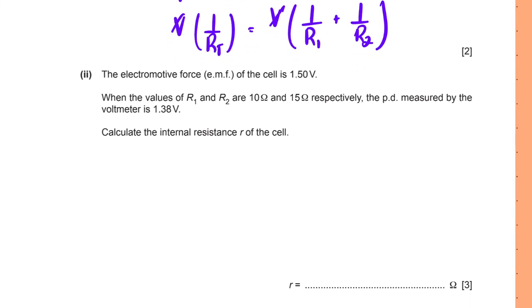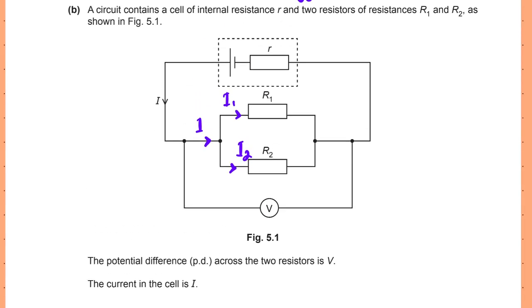Electromotive force of the cell is 1.5 volts. When values of R1 and R2 are 10 and 15, PD measured by the voltmeter is 1.38. So this was a question where we have to find the internal resistance for this part. So if the EMF is 1.5 and 1.38 is basically what's appearing, that means the remaining 0.12 is lost across the internal resistance, right? So let me just go back up to this. So R1 is 10 and R2 is 15.